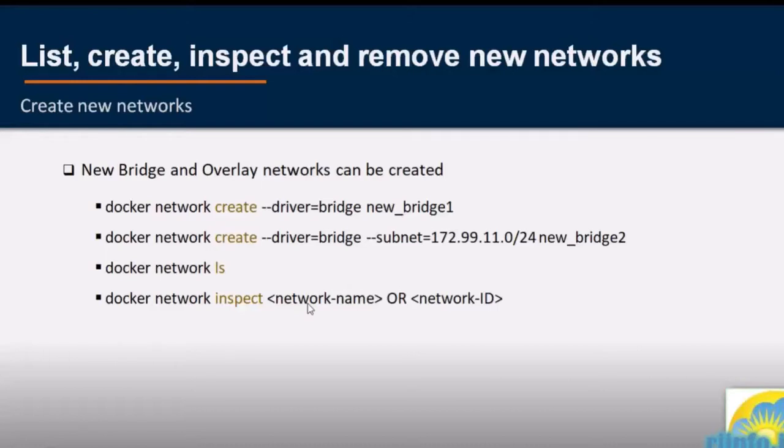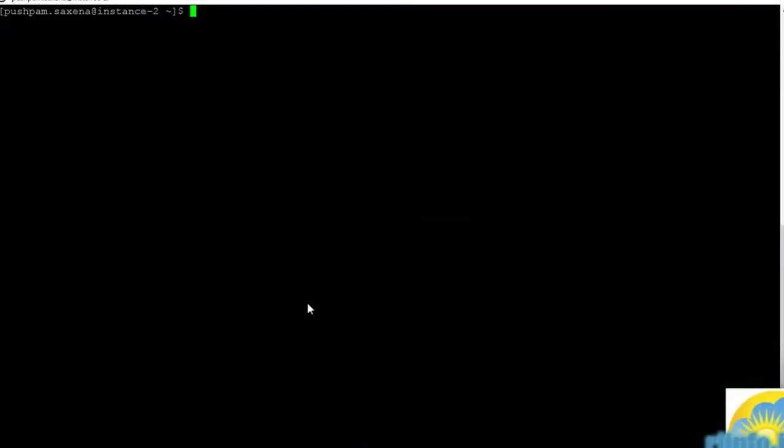Okay, having discussed that, now let's go back to our host here. First we will create two networks out here. First one, let's run docker network create --driver. We will give this as bridge and name it as new-bridge-1.